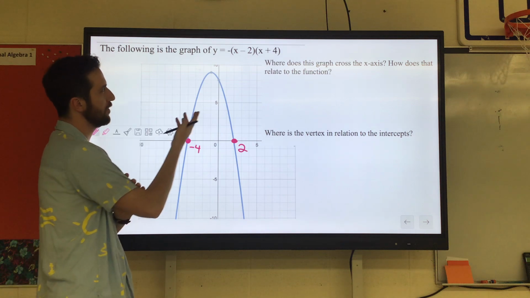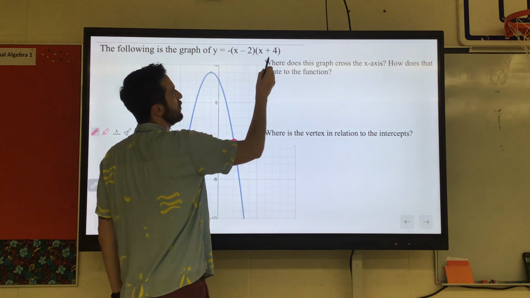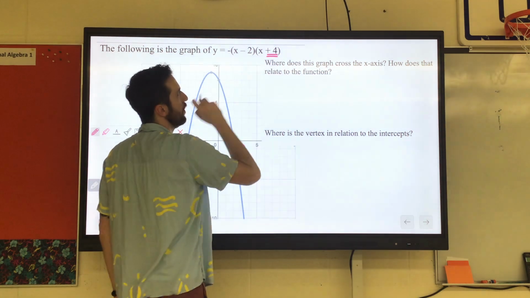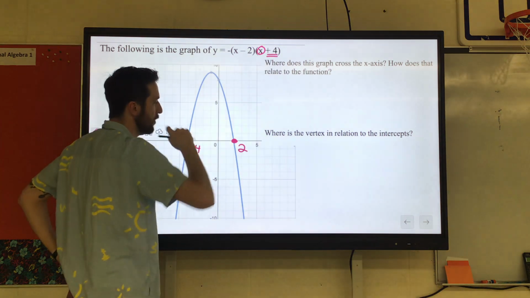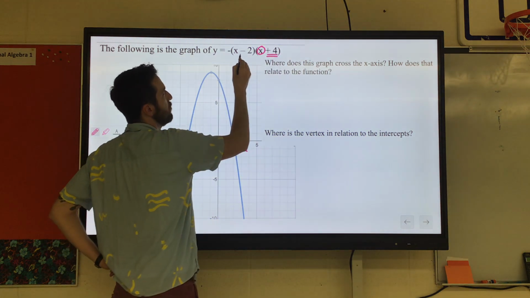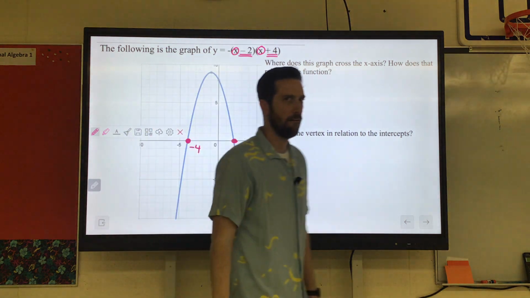How does that relate to the original function? Negative 4. I see plus 4 over here. Okay. So like negative 4 plus 4 is 0. That's cute. Positive 2. I see minus 2. So like 2 minus 2 is 0.